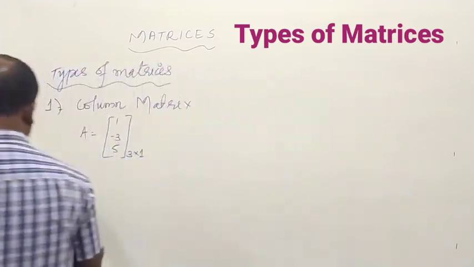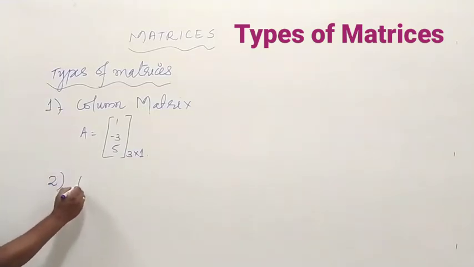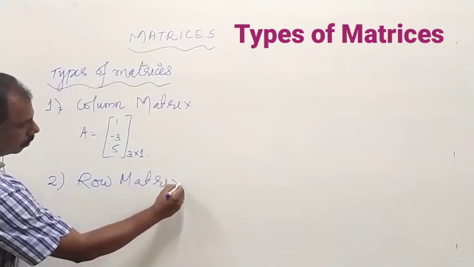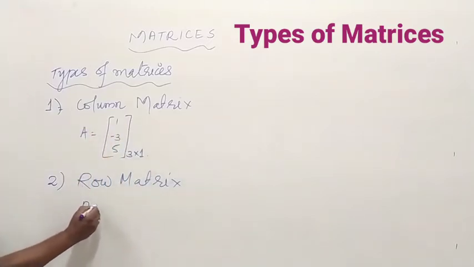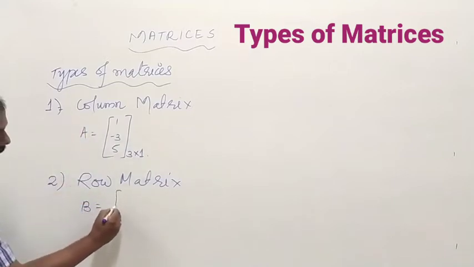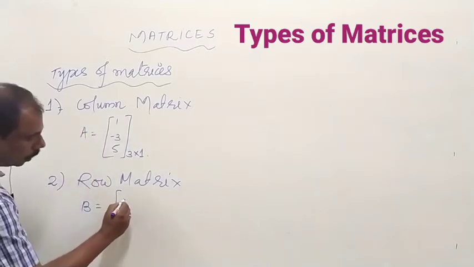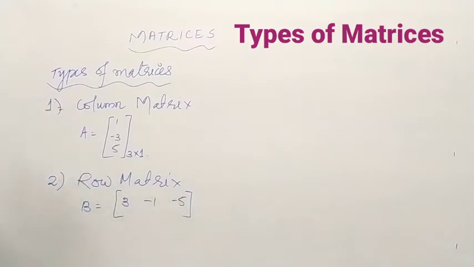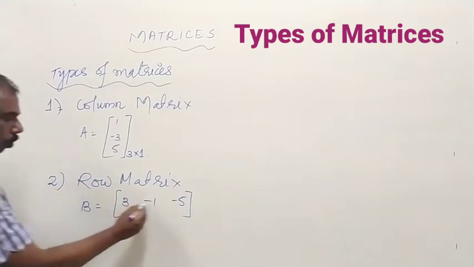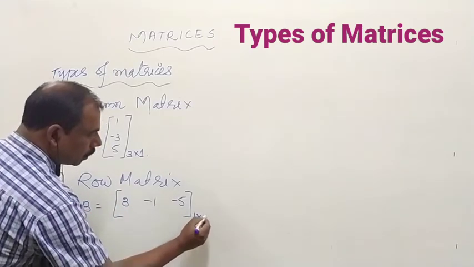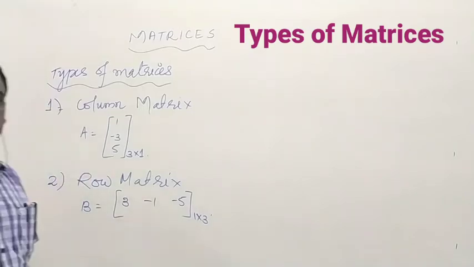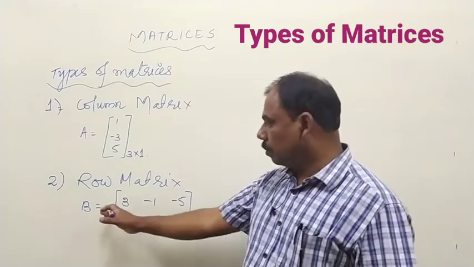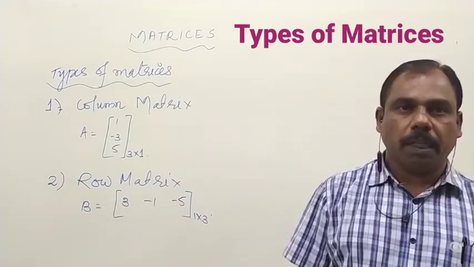The second matrix is a row matrix. Like we defined the column matrix, if a matrix has got only 1 row, we call it a row matrix, and the order of this matrix is 1 by 3. That means, what is a row matrix? A matrix that has got only 1 row is called a row matrix. For example, B is equal to 3, minus 1, minus 5.